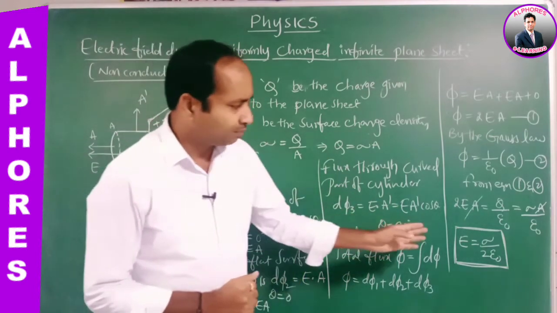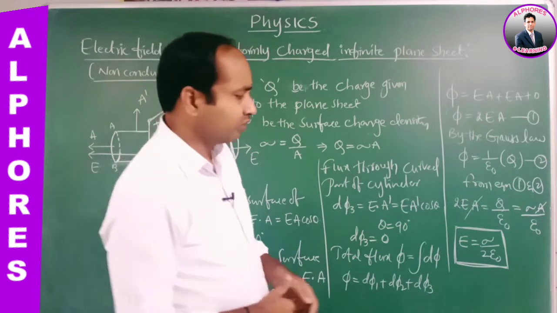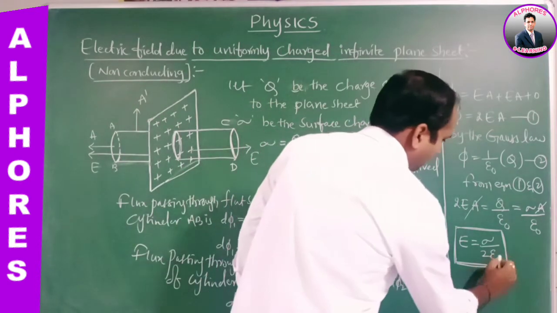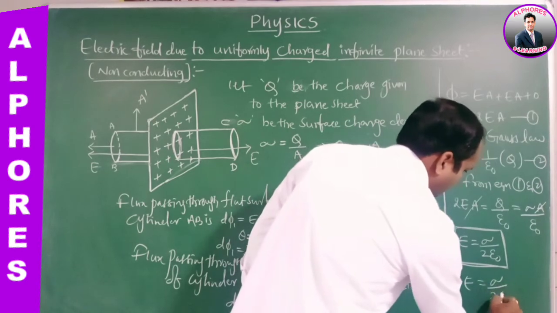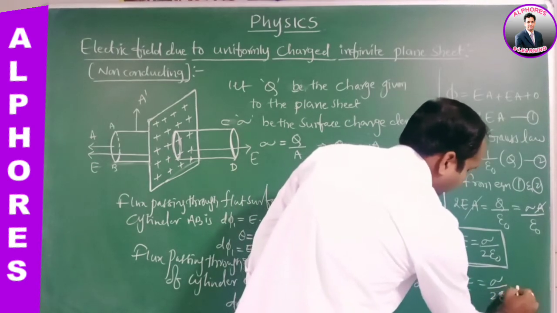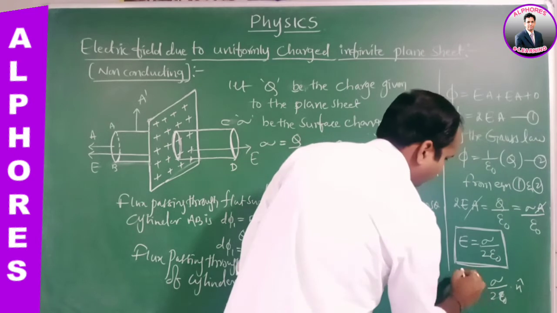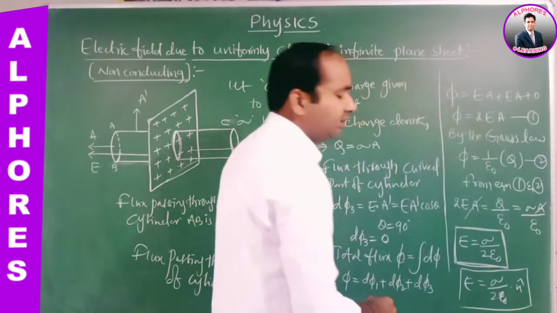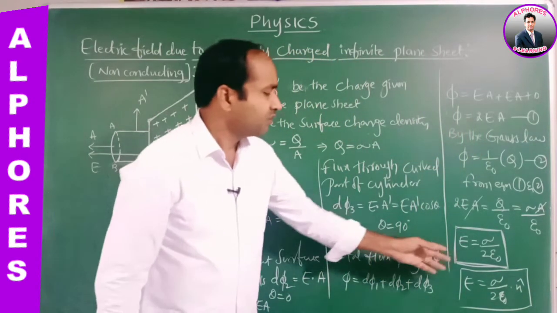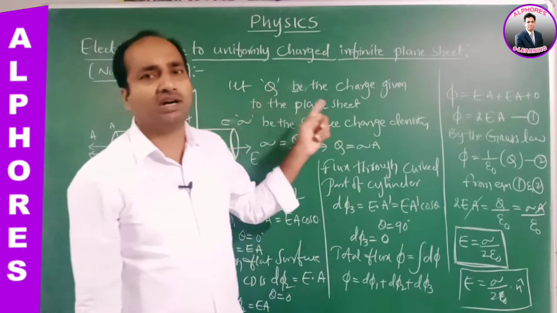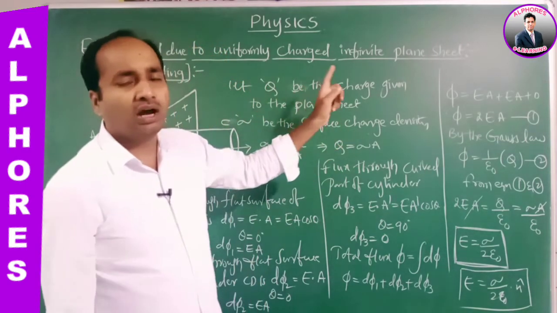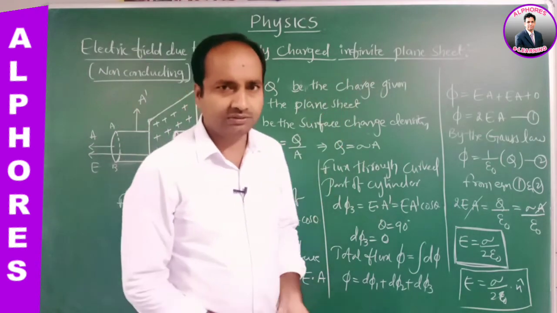Suppose we want to write it in vector form. In vector form we may write E is equal to sigma by 2 epsilon naught into n cap, where n cap is the unit vector. This is about the electric field intensity due to a uniformly charged non-conducting plane sheet.